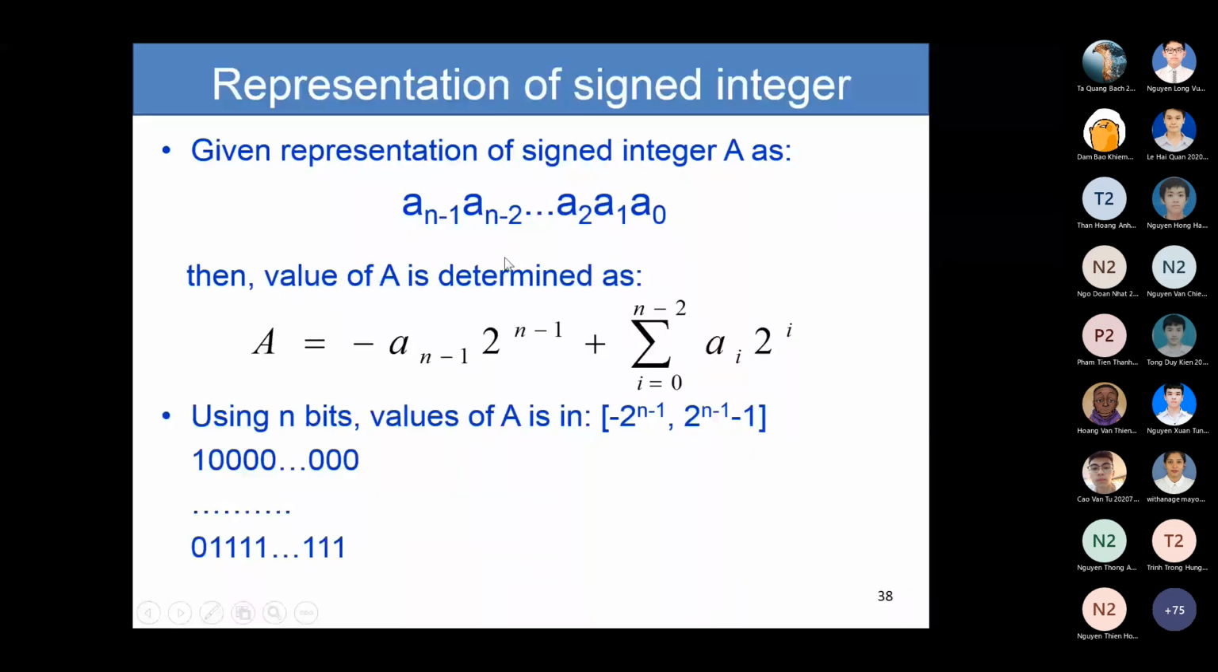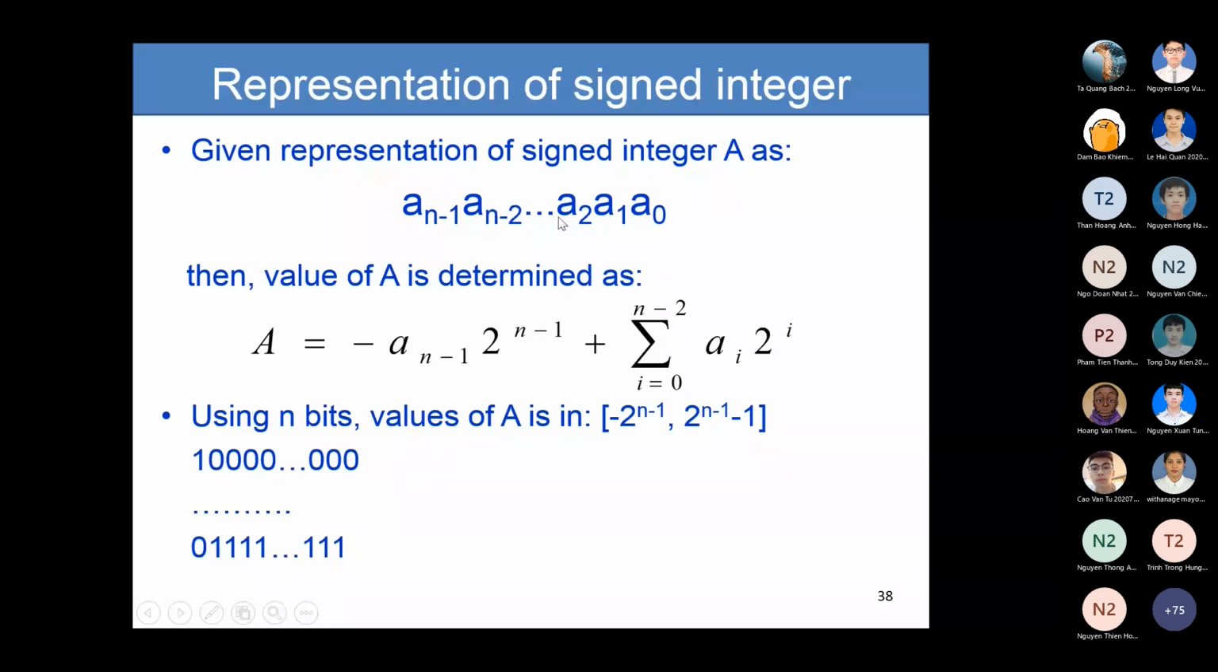For the signed integer, because we have 1 bit for the sign, it is a little bit more difficult to represent or to determine the value. For example, given the representation of a signed integer a in the form of a subscript n-1, a subscript n-2, until a0. This is the representation of a. It means this is a binary number that represents the number a.